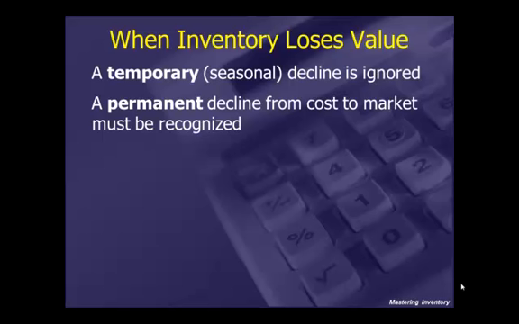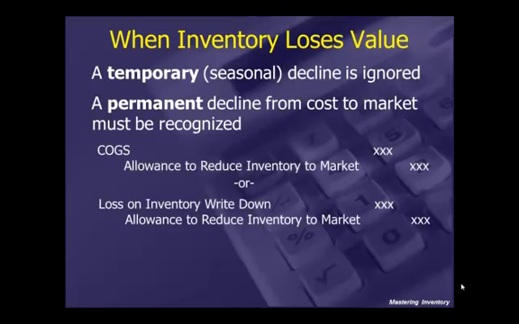When inventory loses value, a temporary seasonal decline is ignored. A permanent decline from cost to market must be recognized. So the cost of goods sold would be debited to increase that loss, and then an allowance to reduce inventory to market, or we could debit loss on inventory write down and credit allowance to reduce inventory to market. With the first one, it gets added into cost of goods sold and sort of lost there in that total. With the second one, a loss on inventory write down, it's more apparent, it stands out that the inventory declined in value.